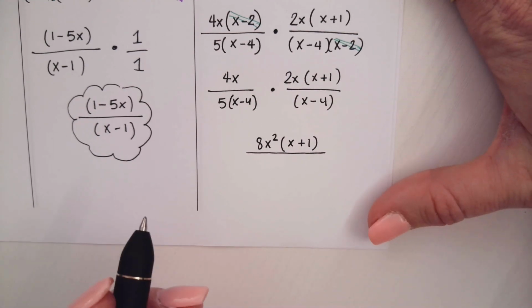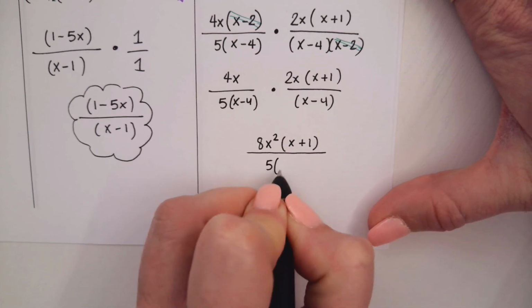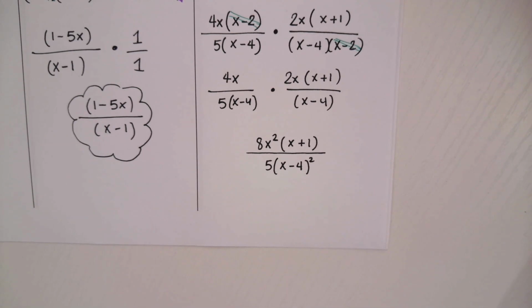You don't have to do that. No, you don't have to do that. Don't have to FOIL it out. Yeah, 5 times that quantity of x minus 4 squared. You don't have to FOIL it out, Danny. Just say there's 2 of them.